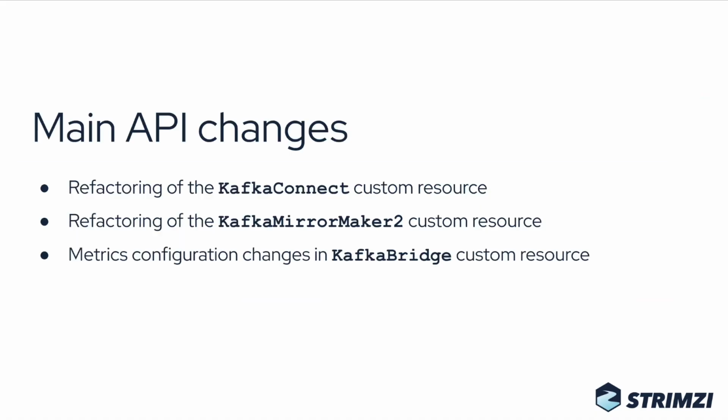Let's at least quickly go through some of the main API changes, which are released with the Strimzi 0.49 version as well. There is quite a significant refactoring to the Kafka Connect and Kafka MirrorMaker 2 custom resources. And there's a pretty big change to the metrics configuration in the Kafka Bridge resource. The changes to Kafka Connect and Kafka MirrorMaker 2 are new in the 0.49 release, but the Kafka Bridge metrics changes are already available in the previous releases.